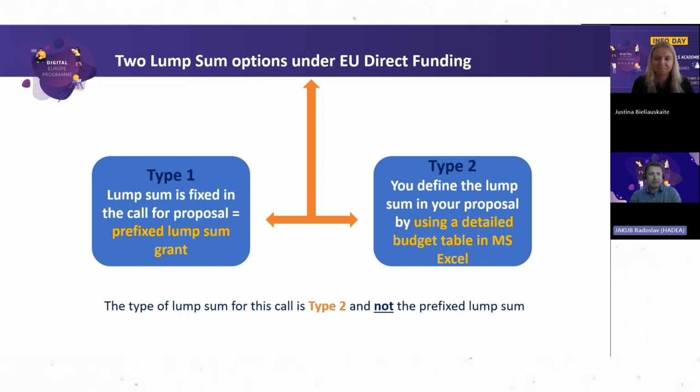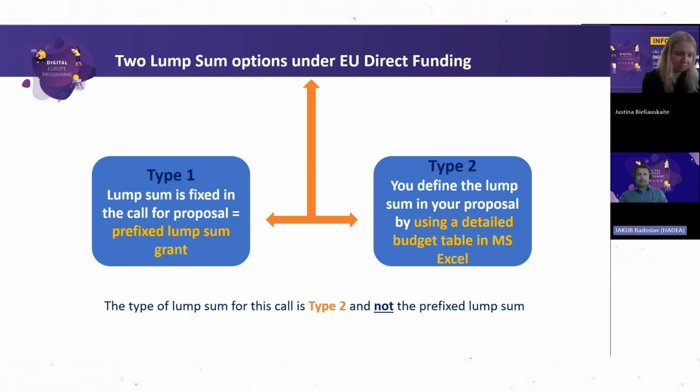And this is important information to understand that we have two types of the lump sum. First lump sum is fixed. Type 1 is the lump sum that is fixed in the call for proposals. So what does it mean? The amount of the budget, the lump sum payment, is prescribed and indicated in the proposal for the specific activities. And this is called prefixed lump sum grant.